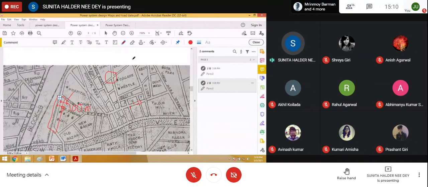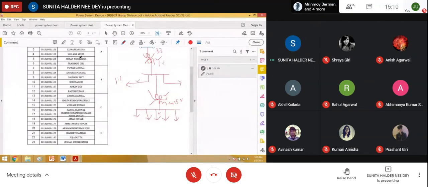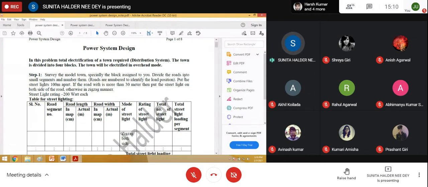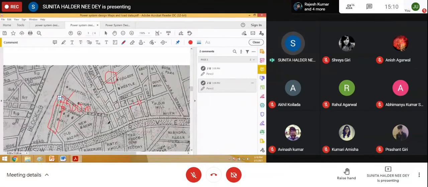Now I have given one note, power system design. Then survey the model town, for your case, just check your map. There, divide the roads into small segments and number them. At first, you have to number them. Why is numbering required? Say in your map, you want to indicate this particular position. Can you follow my tick mark?